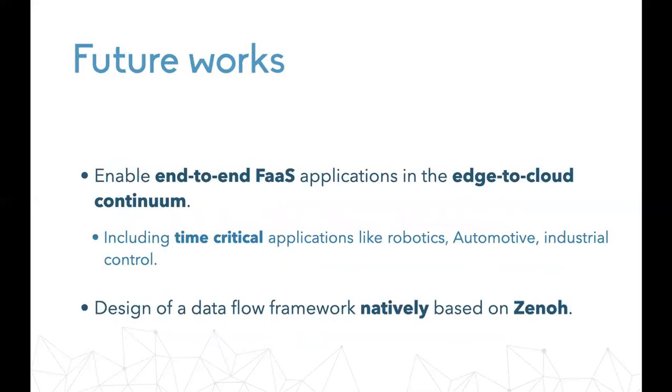As future work, we plan to enable end-to-end function as a service applications in the edge to cloud continuum. This includes time-critical applications like robotics, automobile, or industrial control. The goal that we want to achieve with our future work is to provide a single API for users to create their own data flow or function as a service application that is able to run on different machines, ranging from the cloud to the edge to small robots or the car directly. So the plan is to design a data flow framework directly based on Zenoh, which will also integrate more function as a service concepts.